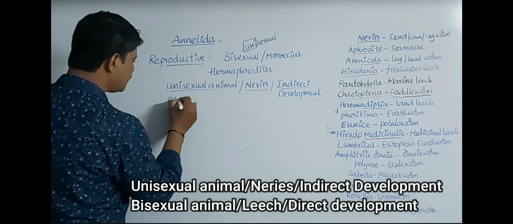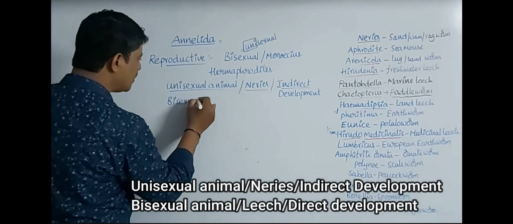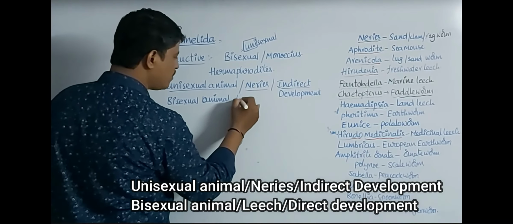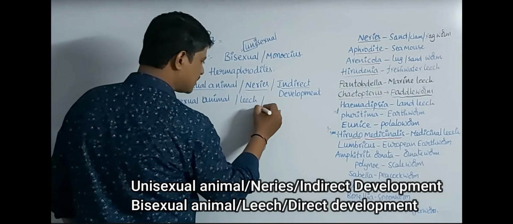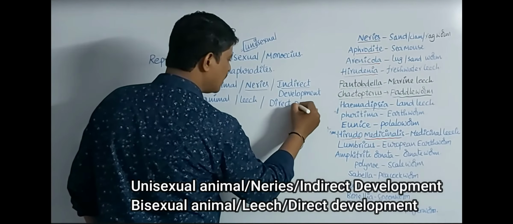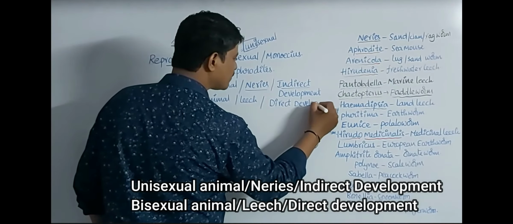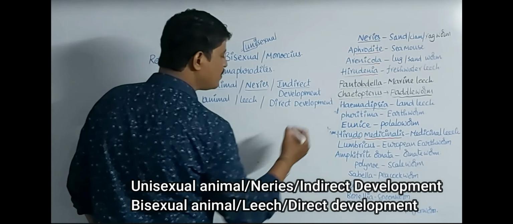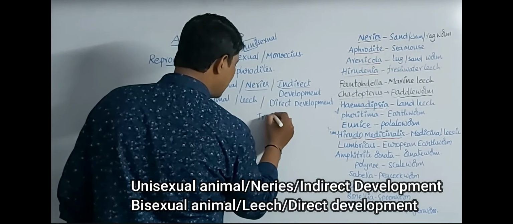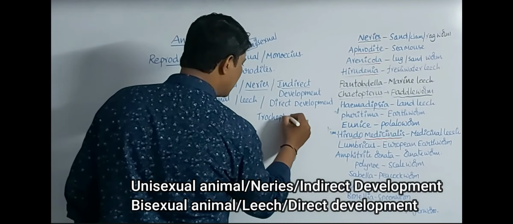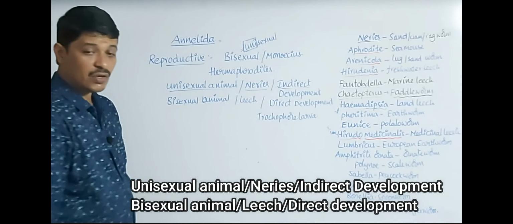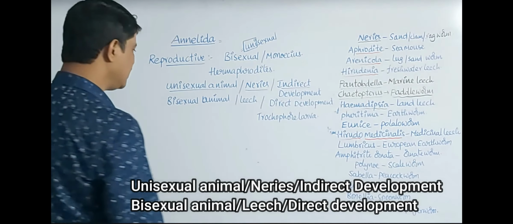And coming to the bisexual animals, the bisexual animal example is leeches. In these leeches, this is the example for direct development. Indirect development includes a larva stage. The larva stage of these animals is the trochophore larva. Trochophore larva is present in these animals.